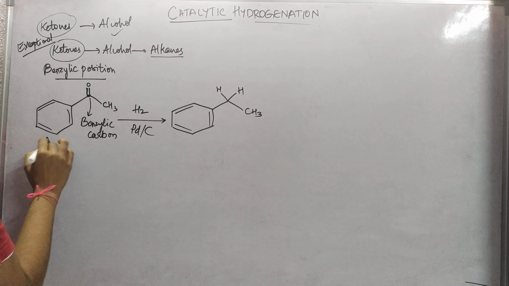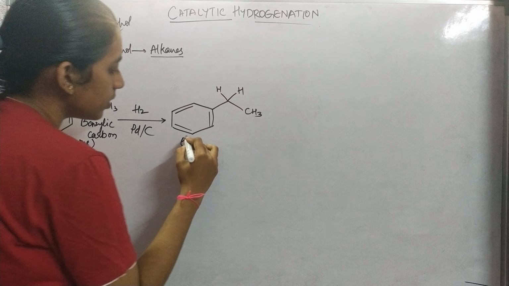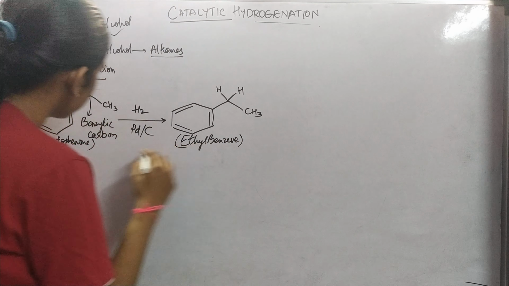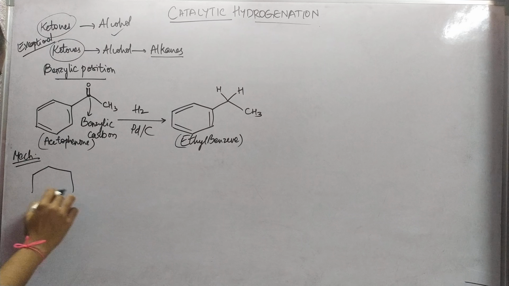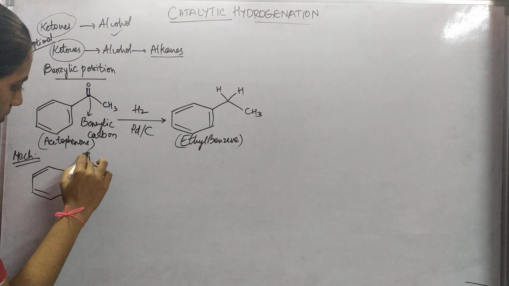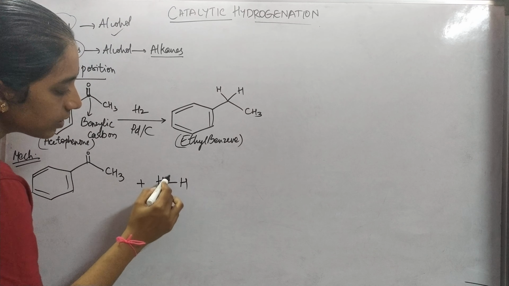This is acetophenone, which is reduced to ethyl benzene. Now we will see the mechanism for this. First we will take acetophenone, C double bond O, CH3. To this we will add H2.